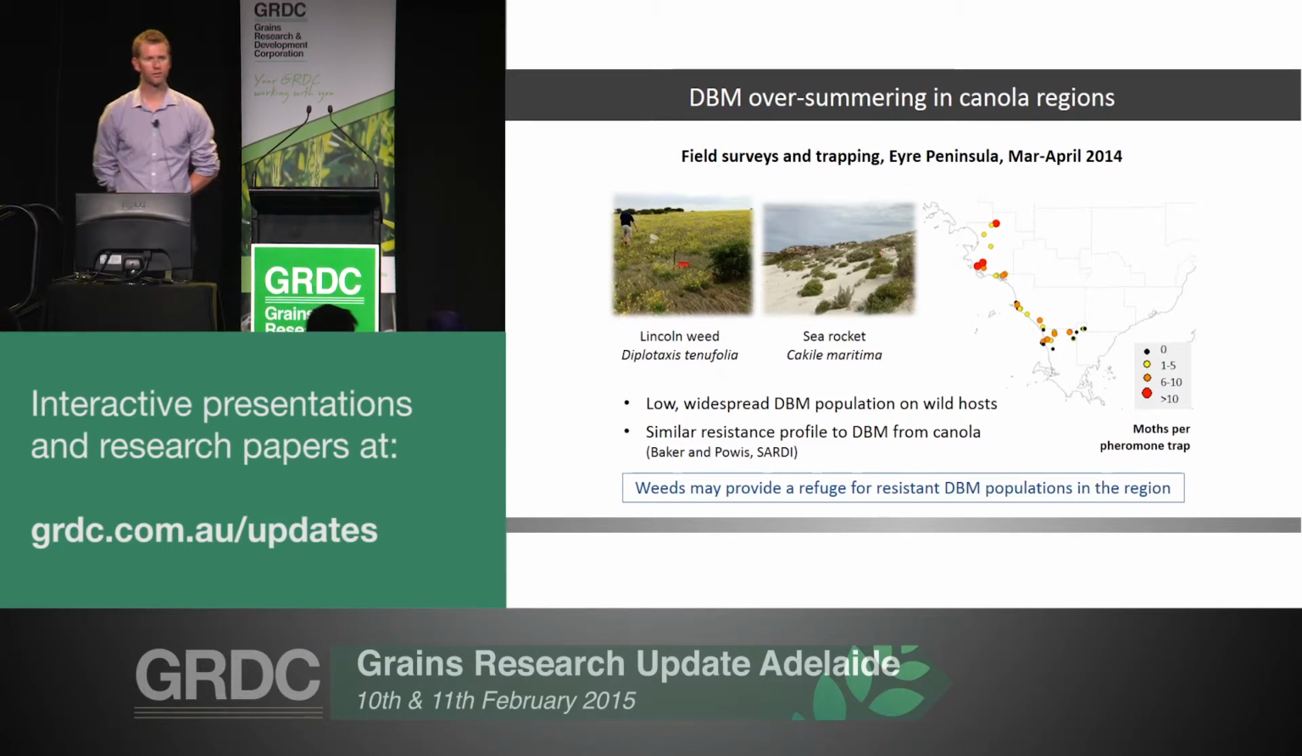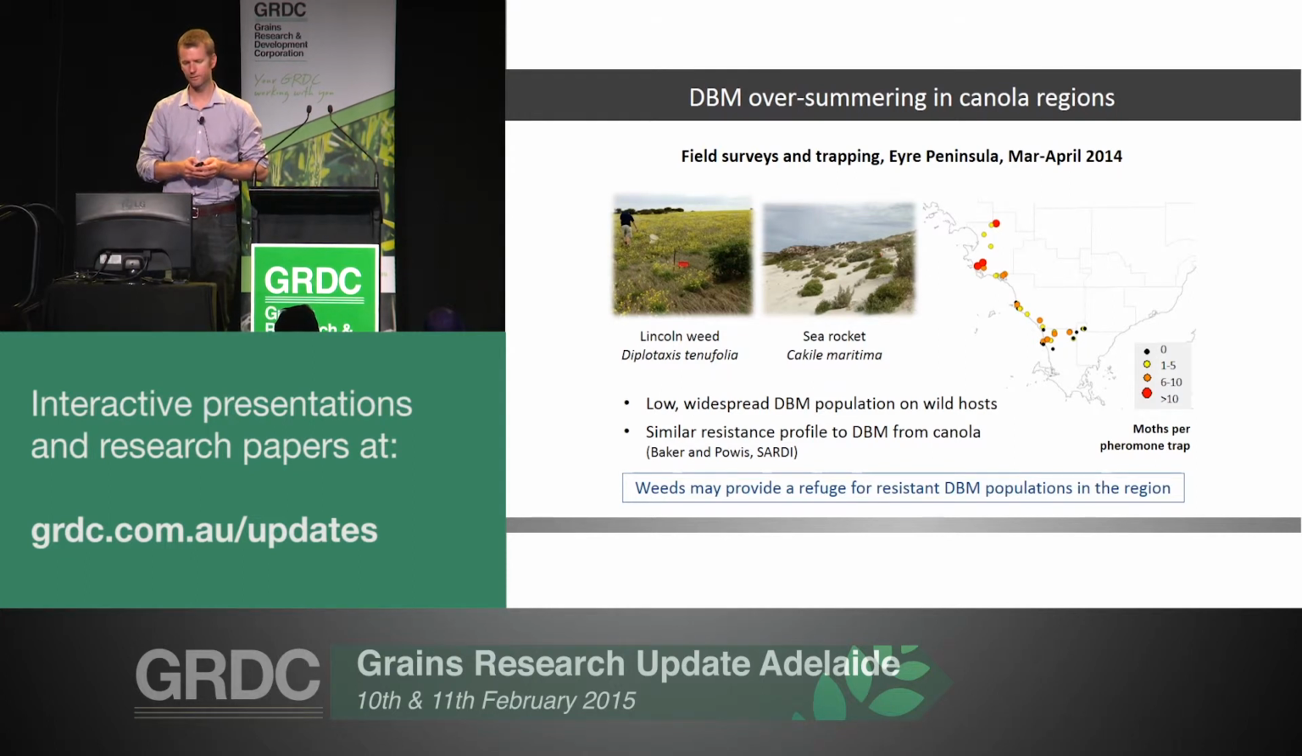We did some resistance testing on several populations, and these over-summering moths had similar resistance profiles to populations from canola, which suggests that we do have potentially a refuge of resistant moths in that region over summer.